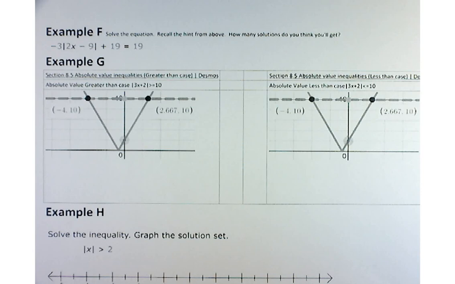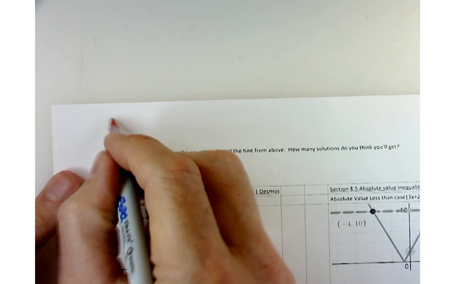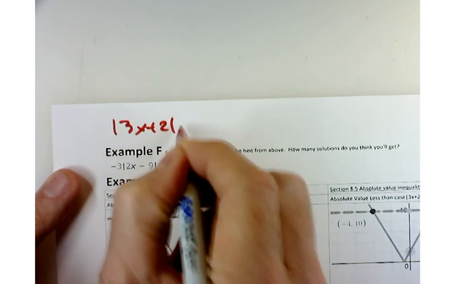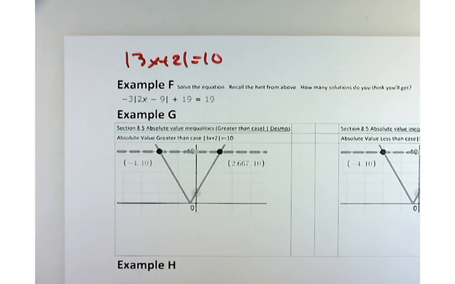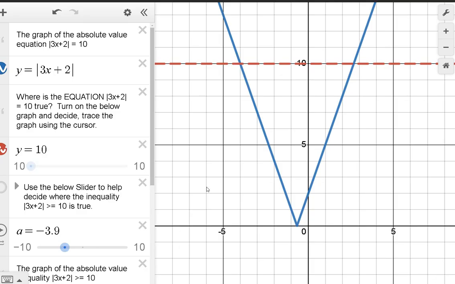The other day, for the first part of this section, we went over absolute value equations. That was stuff like the absolute value of 3x plus 2 was equal to 10. Now, you might remember when we were solving that, we looked at a positive case and a negative case to solve that kind of thing.